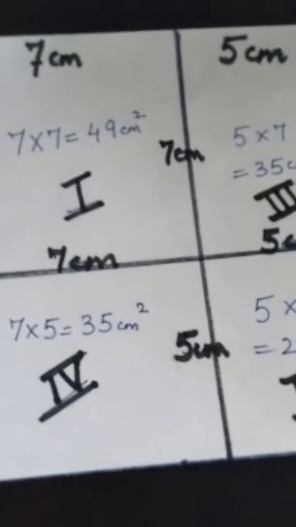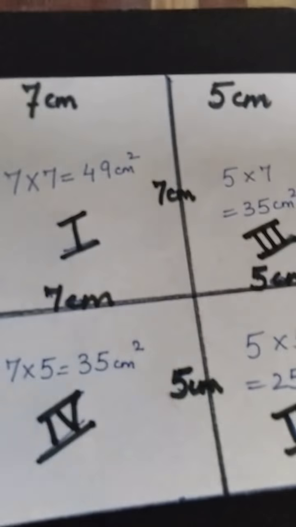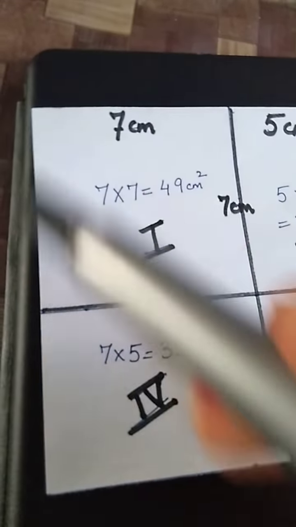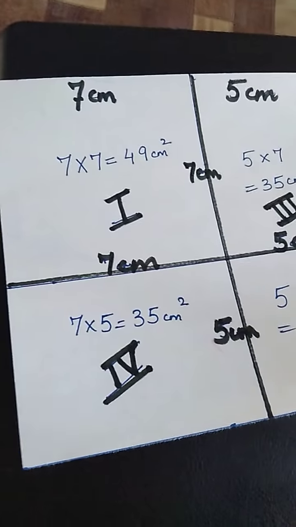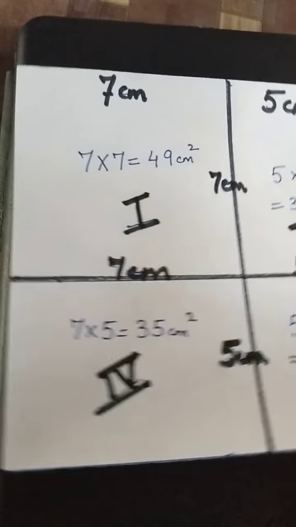Okay, children, hope you all are ready with a square paper. Let us do an activity today. A square paper, I told you it's 12 centimeter by 12 centimeter. I hope you all have a pencil and a ruler also.